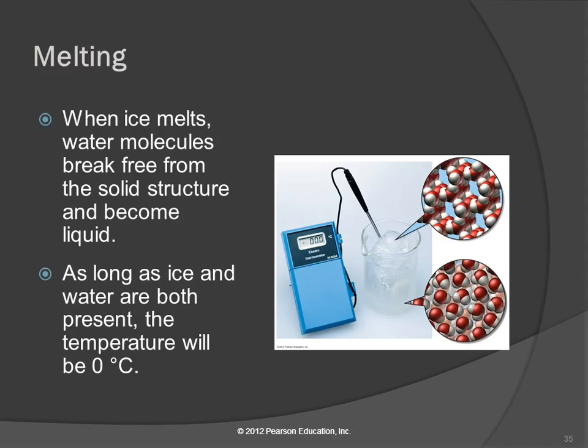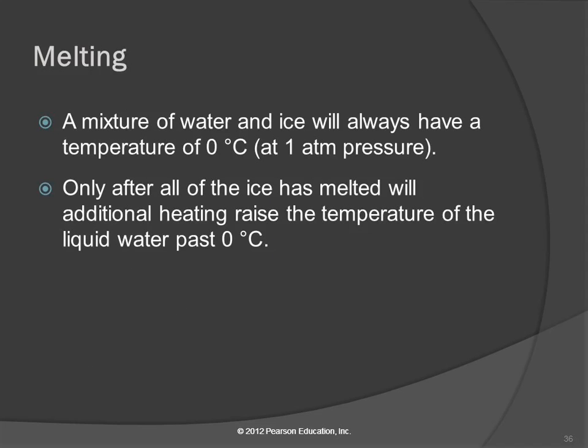And just like with the boiling, when we have that transition between states, we see a constant temperature. A mixture of water and ice is always going to have a temperature of 0 degrees Celsius at 1 atmosphere of pressure. And it's only after all the ice has melted that the temperature will rise again.